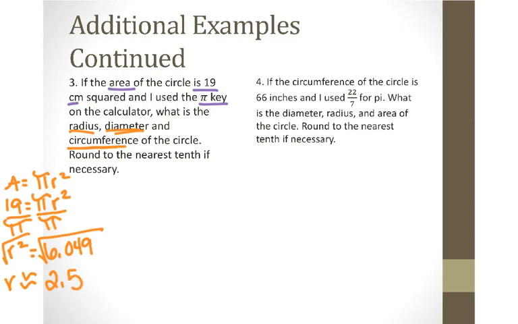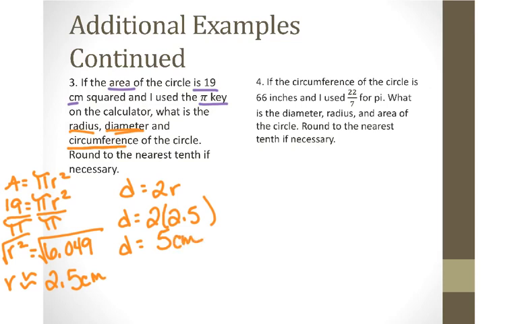So now that you have r, you can solve for diameter, which is 2 times the radius. So that means diameter is equal to 2 times 2.5. So diameter is equal to 5. And these should all be 5 centimeters and 2.5 centimeters.